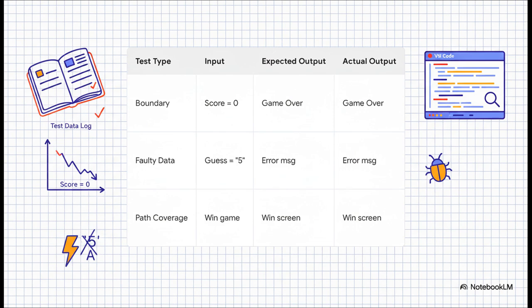That means creating a test data log, just like this one. Test the boundaries. What happens the moment the score hits 0? Test with bad data. What happens if the user types in a 5 instead of a letter? And please, use the VS Code debugger. Learn to set breakpoints and step through your code line by line. That's how you'll find those sneaky logic errors you'll need to talk about in your exam.